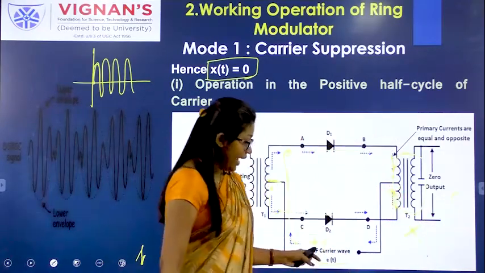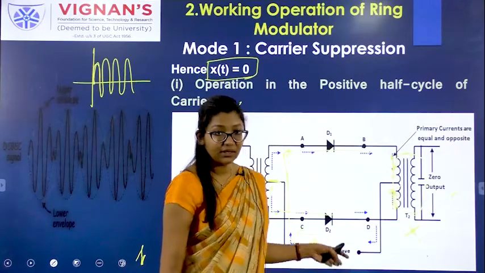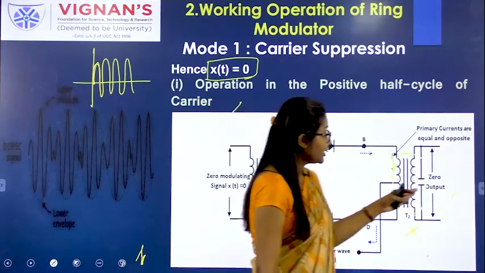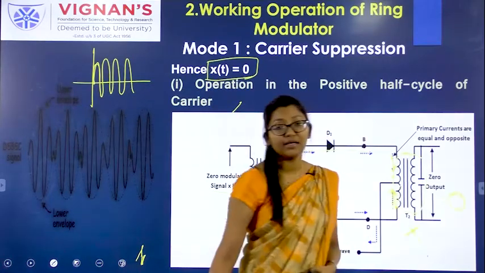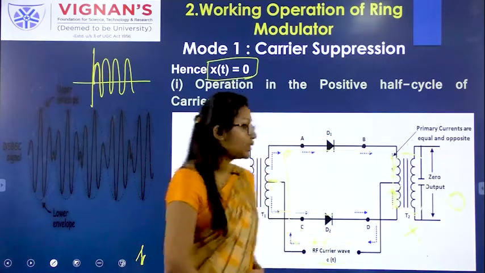Means as you are giving a carrier signal, what is happening here? You are getting a 0 output, which means we are suppressing the carrier. Okay, we are suppressing the carrier.